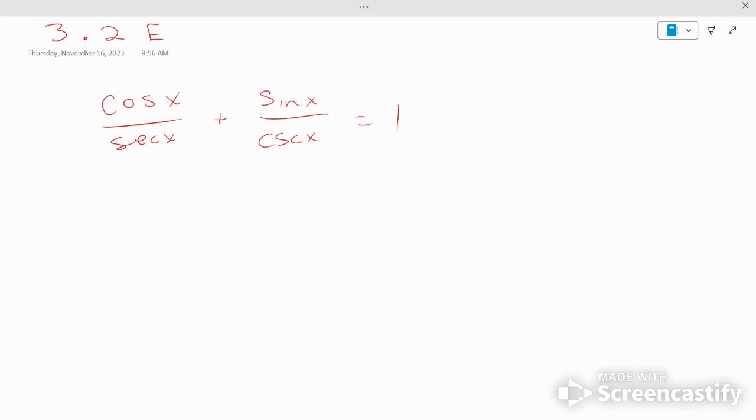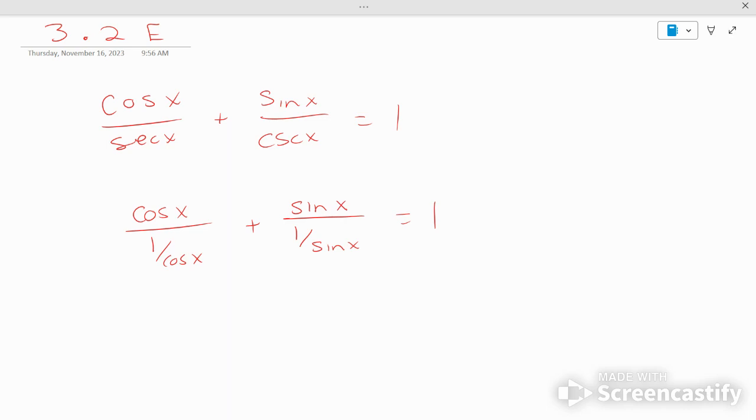Well, when all else fails, where do we start? Change your secant into cosine. So I get cosine of x over 1 over cosine of x. And your cosecant into sine of x. All right, so now we have what's called a complex fraction.